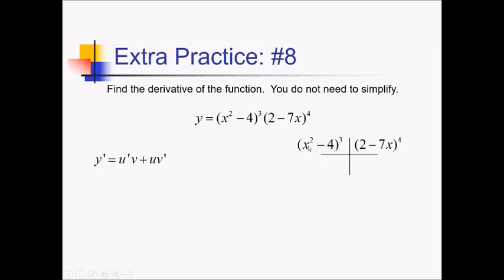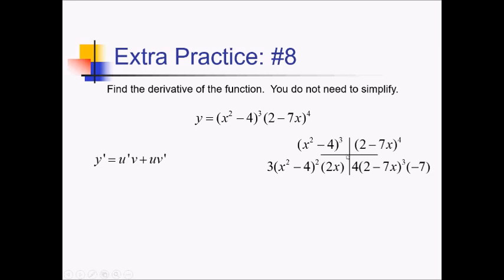So up here we have something to the third. Derivative of that is 3 times something squared, the something being x squared minus 4. Now we have to multiply by the derivative of x squared minus 4, which is 2x. Over here, we've got something to the fourth power. Derivative of that is going to be 4 times the something to the third. And then we still have to multiply by the derivative of the inner function, which is negative 7.